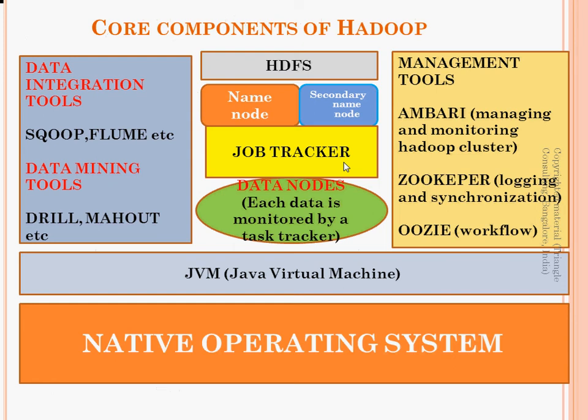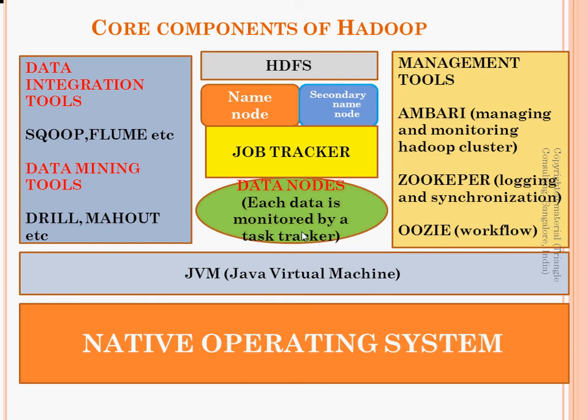In the Hadoop ecosystem, we spoke about the Hadoop distributed file system, the HDFS, the name node, the secondary name node, the job tracker, the data nodes, and each data node is monitored by a task tracker. These four items in the middle actually form the core of Hadoop, or basically the major components of Hadoop.